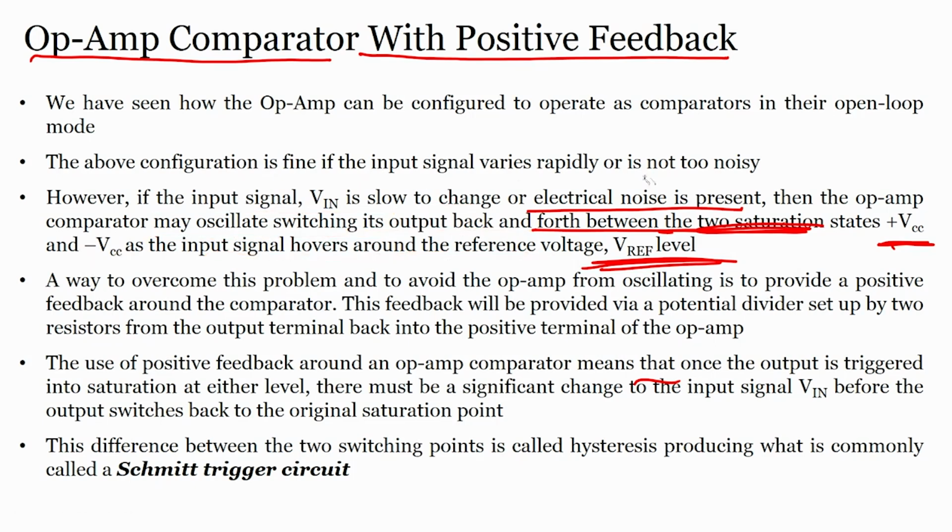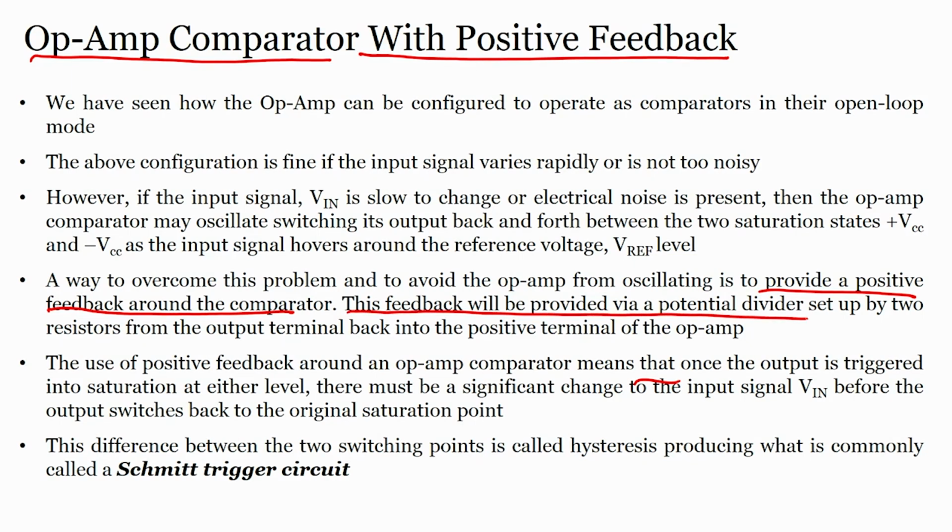A way to overcome this problem is to avoid the op amp from oscillating. But how can we avoid the op amp from oscillating, because we know that if the input signal is noisy, it will start oscillating? The solution is that we provide a positive feedback around the comparator. This feedback will be provided via a potential divider. We will see the circuit set up by 2 resistors from the output terminal back into the positive terminal of the op amp. This is how we will provide the feedback.